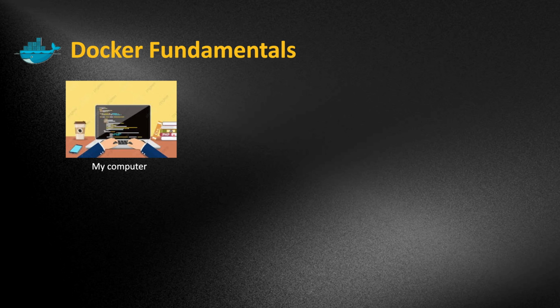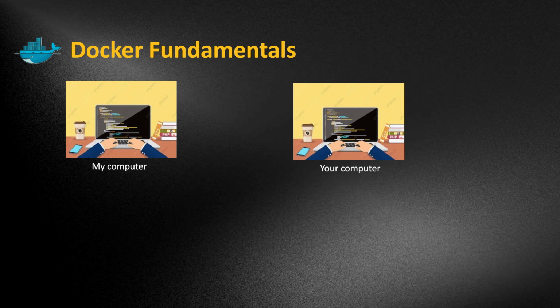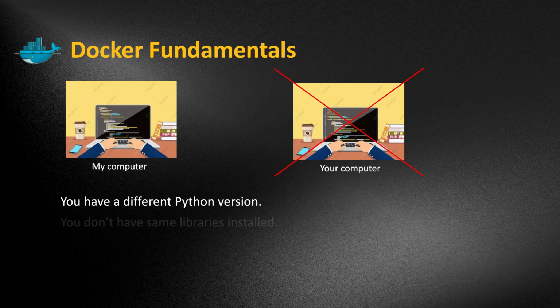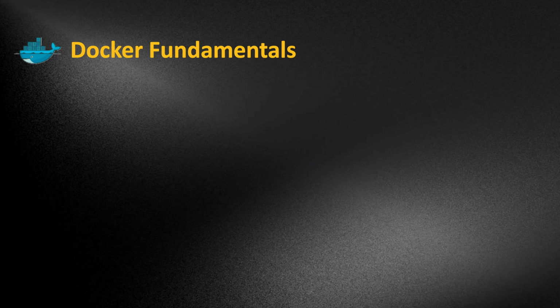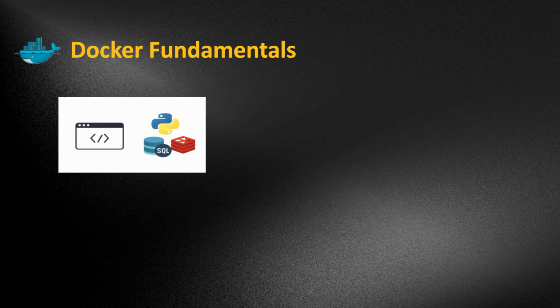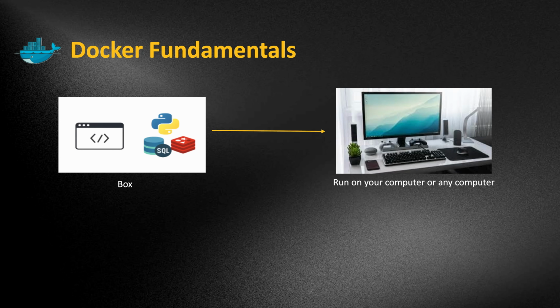When I run my project on my computer, it works fine. But when you run it on your computer, it may not work the same way because you have a different Python version, and you might not have the same libraries that I installed, and your operating system is different. So Docker solves this problem. With Docker, I can pack my application like my food with all the ingredients inside one box. When I give you that box, you just run it and it will work exactly the same way on your computer, on my computer, or even on the cloud server.